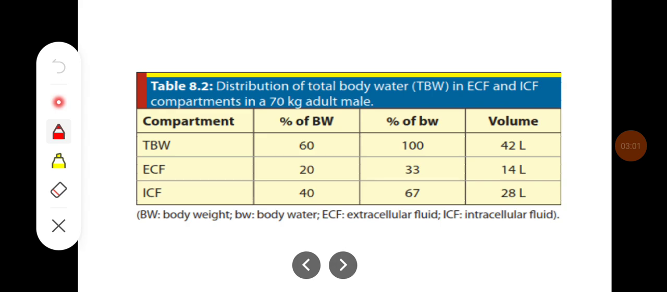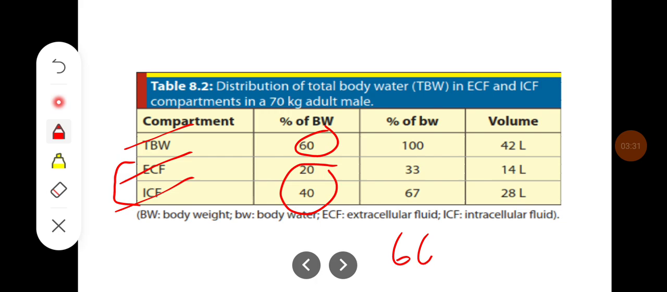So this is the distribution of total body water into three compartments, that is total body water, extracellular volume, and intracellular volume. So total body water can be divided into two parts, that is extracellular fluid volume and intracellular fluid volume. So out of 60% of the total body weight, 40% is ICF and 20% is ECF. So it can be given as the 20, 40, and 60 rule.